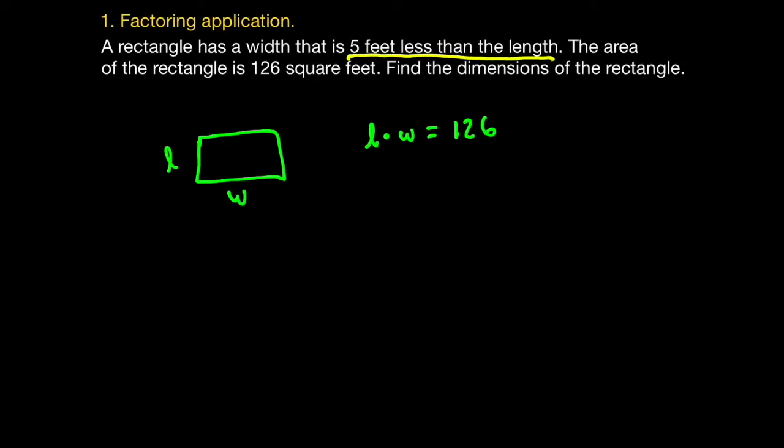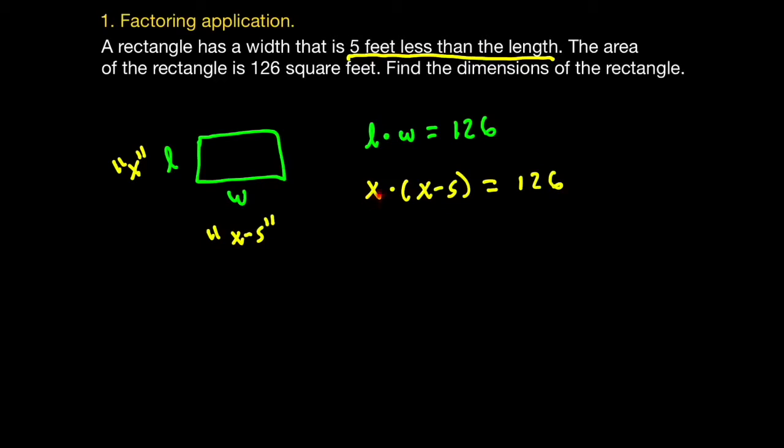So suppose the length has a length x, the width has to be 5 less than that, so it's going to be x minus 5. Let's make these substitutions, letting the length be x and letting the width be x minus 5. So here I have x multiplied by x minus 5, and that gives me a total of 126.